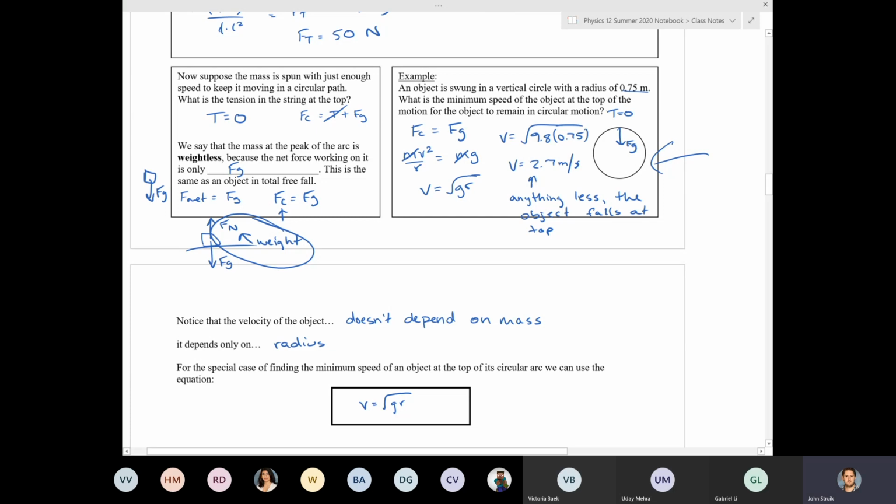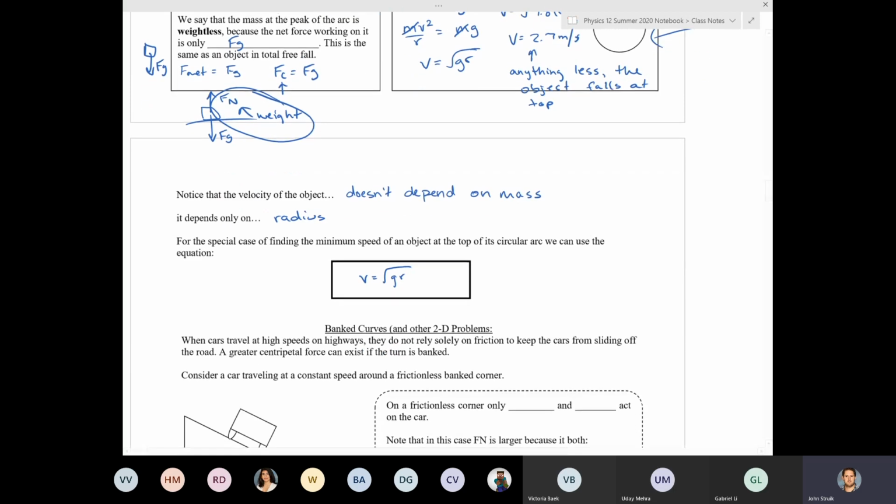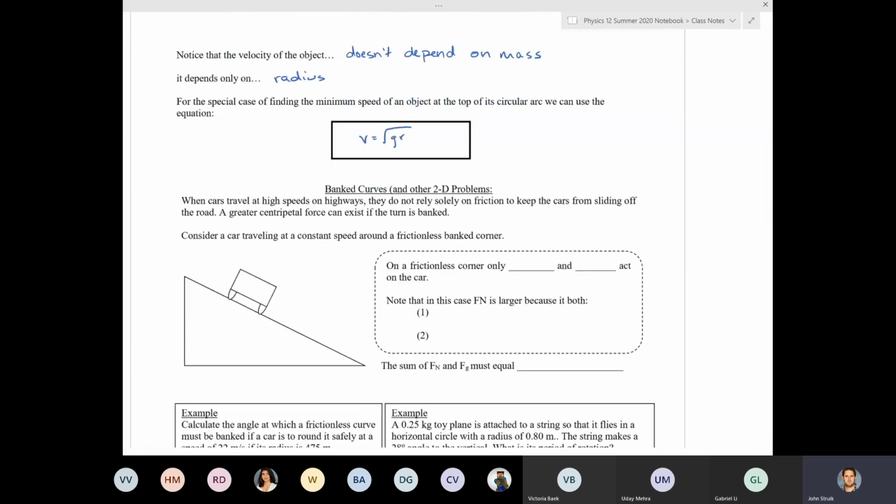Now, up until now, all of our curves, when a car goes around a curve, it's been unbanked. Now, we're going to make it banked. So if you notice, if you exit a highway or enter a highway, you're going on the off or the on ramp, those ramps curve and they're banked. They're at an angle.